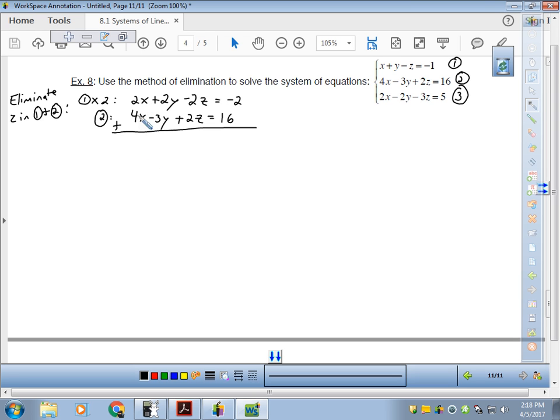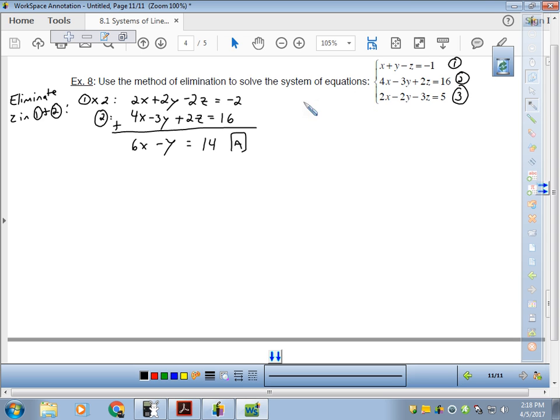So 2x plus 4x makes 6x. 2y minus 3y, that makes negative y. Negative 2z and positive 2z cancel each other out. Negative 2 and 16 makes 14. So I get this equation that no longer has any z's in it. I'm going to label this equation A. Okay. So I've eliminated z between 1 and 2.